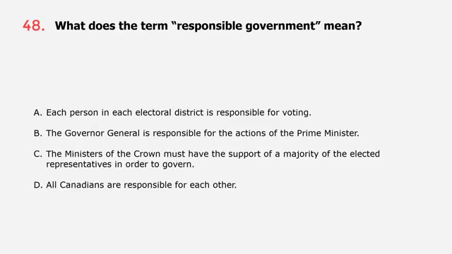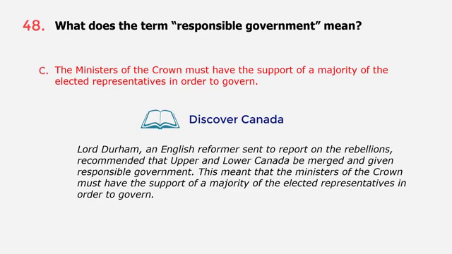Question 48. What does the term responsible government mean? A. Each person in each electoral district is responsible for voting. B. The Governor General is responsible for the actions of the Prime Minister. C. The ministers of the Crown must have the support of a majority of the elected representatives in order to govern. D. All Canadians are responsible for each other. The answer is C. The ministers of the Crown must have the support of a majority of the elected representatives in order to govern.